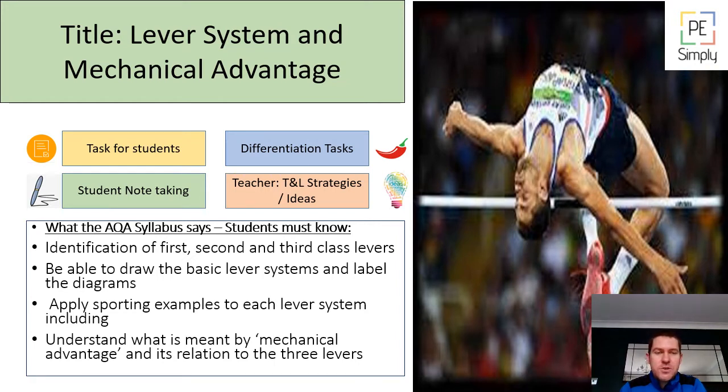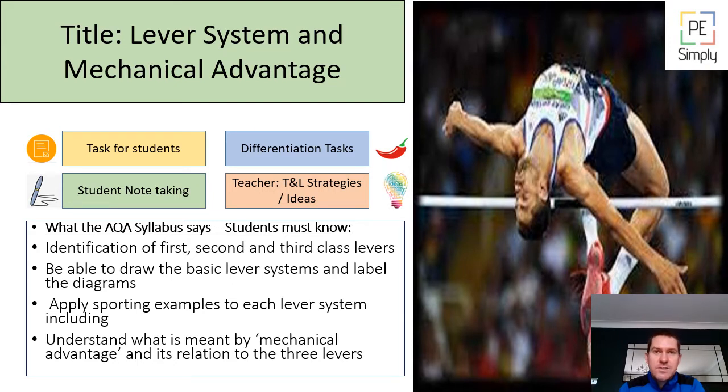So for this topic, what do you need to know about levers and mechanical advantage? Well, first and foremost, you need to be aware of the first, second and third class lever. So there are three types of levers. You also need to be able to draw and label each of those class levers, and hopefully be able to apply different sporting examples and movements to each class lever.